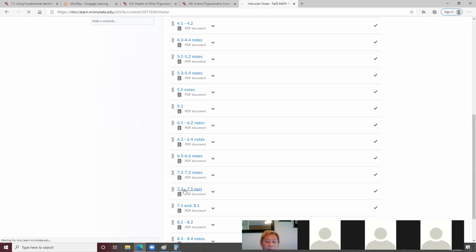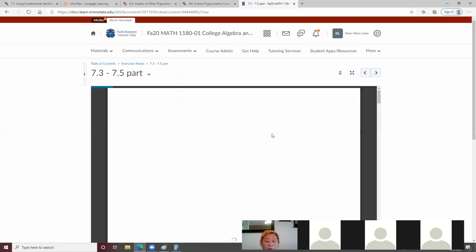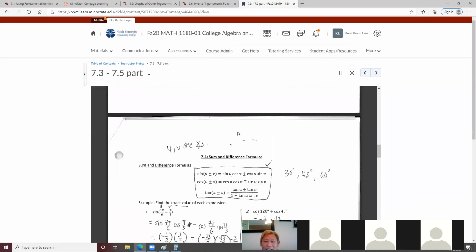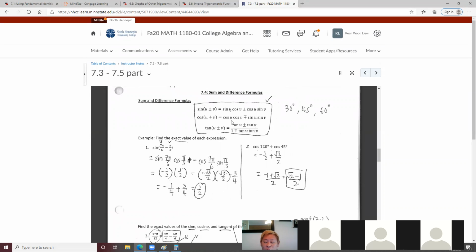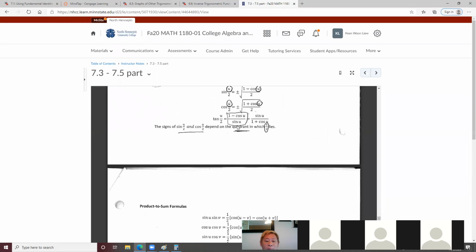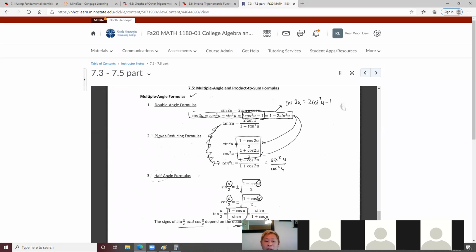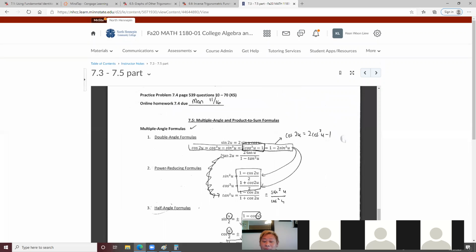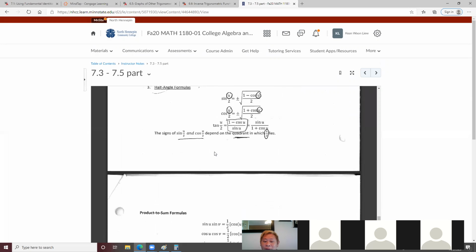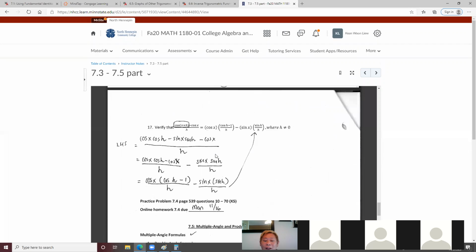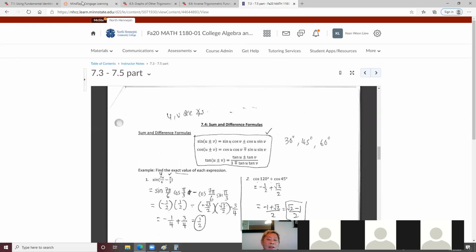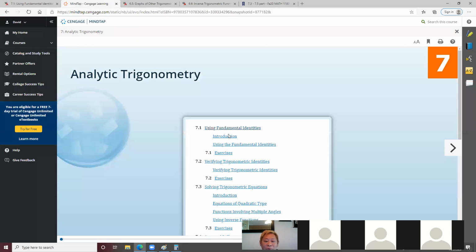Let me take a look at the identities for 7.5. Please also watch the detailed notes. This is the 7.4 that I showed you just now. And then in 7.5, you have double angle formulas, power reducing, half angle, and product to sum. These are all the identities for 7.5, and each one has at least three of them. Then you have 7.4, the sum and subtraction, and then the basic ones on 7.1.